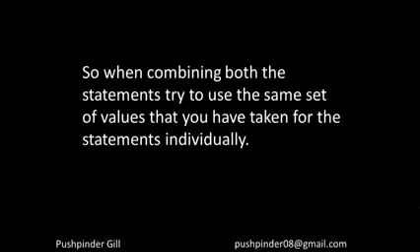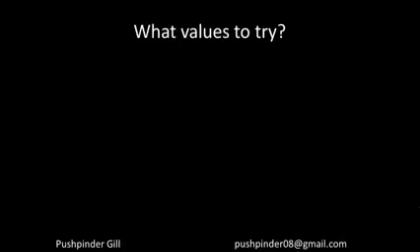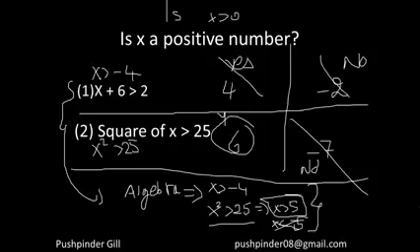So when combining both the statements, try to use the same set of values that you've taken for the statements individually. I think we have established that pretty much. So let's move forward. So what values to try? Because see, in the previous one I tried 4, I tried minus 2, I tried 6, I tried negative 7. There are lots of values in the whole number system. How can I be quick? How can I be clever about the values to try?